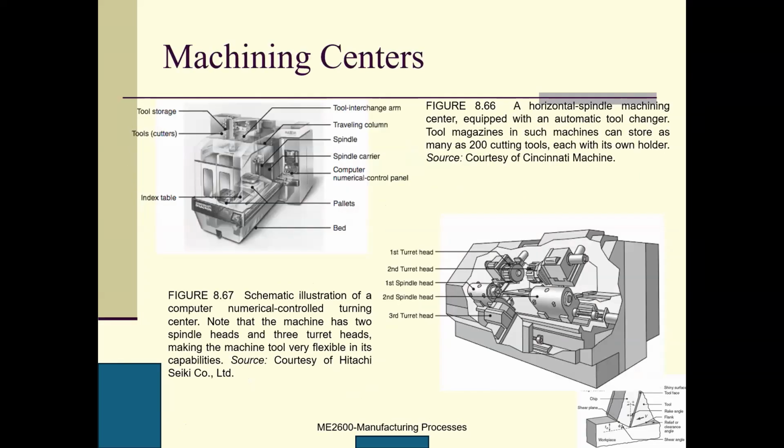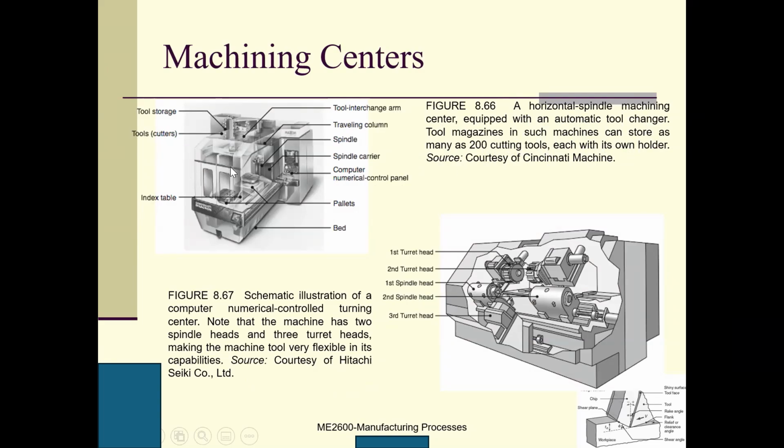Machining centers. Here is a horizontal spindle machining center equipped with an automatic tool changer. The tool magazines in such a machine can store as many as 200 cutting tools, each with its own holder.